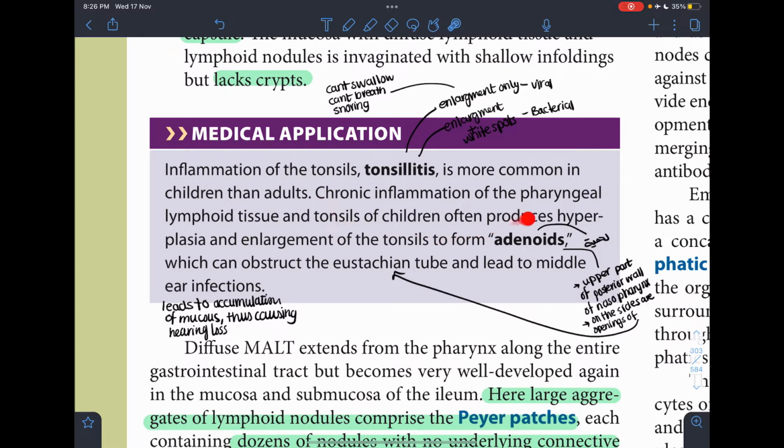So chronic inflammation of the pharyngeal lymphoid tissue and tonsils of children often produces a hyperplasia and enlargement of the tonsils to form adenoids.